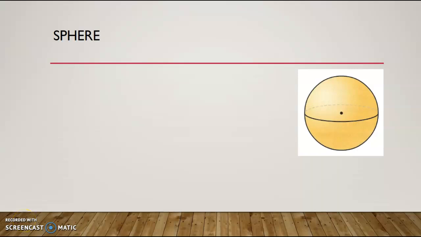Our last one is a sphere. And so we're going to be talking about finding the surface area of a sphere. So first, let's talk about what a sphere is: the set of all points in space equidistant from a center point.